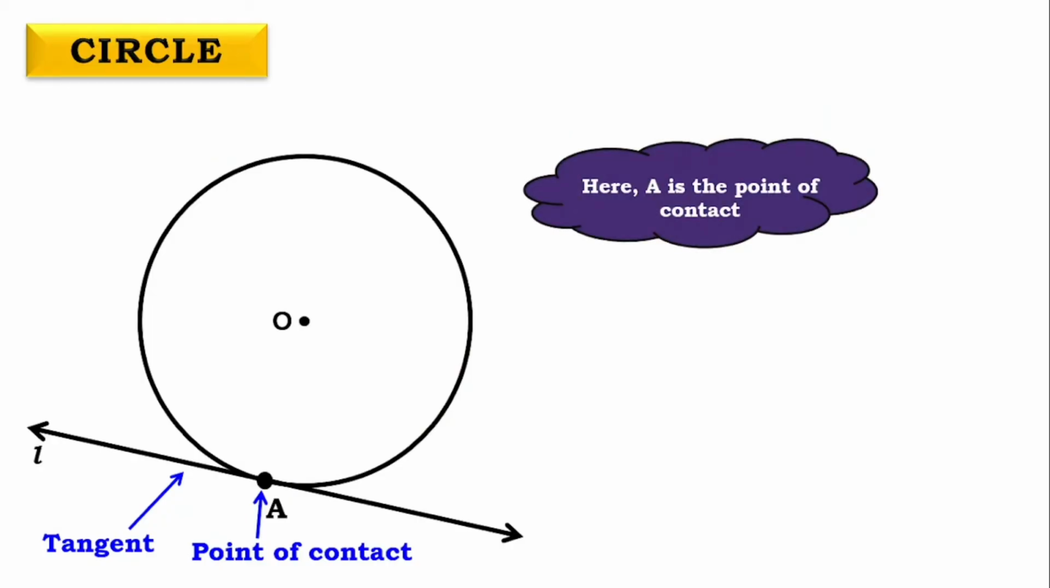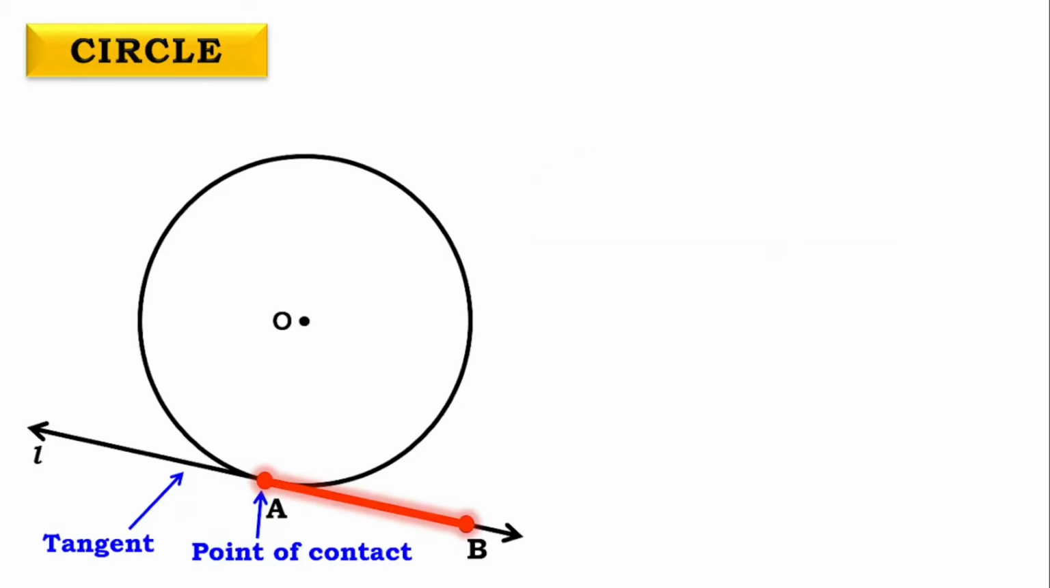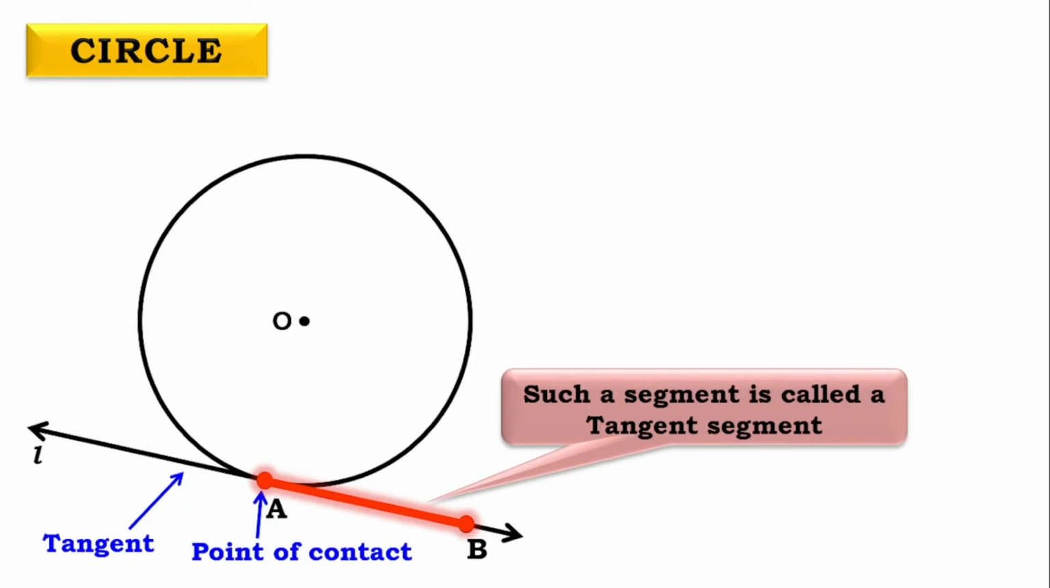Here A is the point of contact. Let us take a point B on the tangent. So I have considered a point B on the tangent over here. When we join A and B, what do we get? Let us observe this. It's highlighted over there. We get a segment, right? This AB is a segment. Such a segment is called a tangent segment.